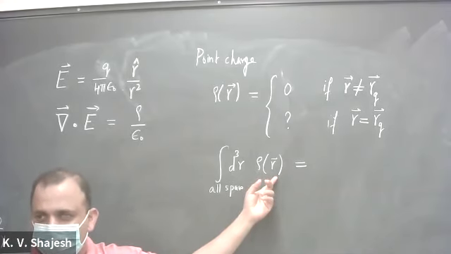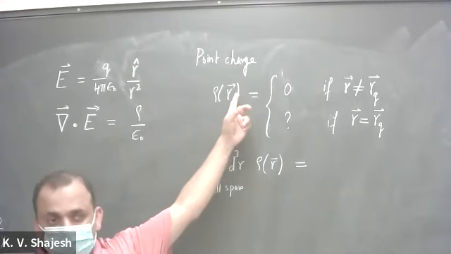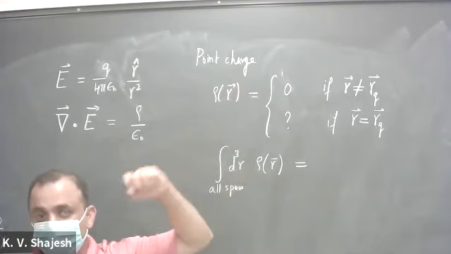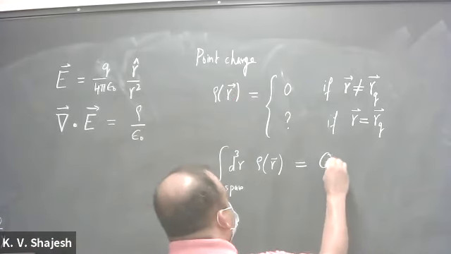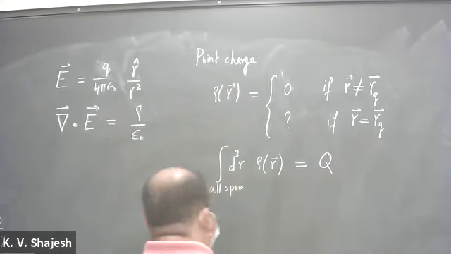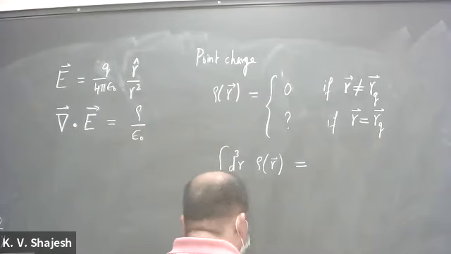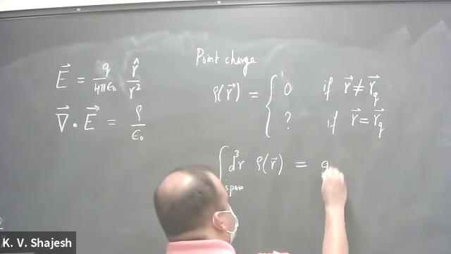Is that clear? Here, there is only one charge. So I should just get that charge, right? So this should just be Q. Assuming that's Q small, right? Is that clear?